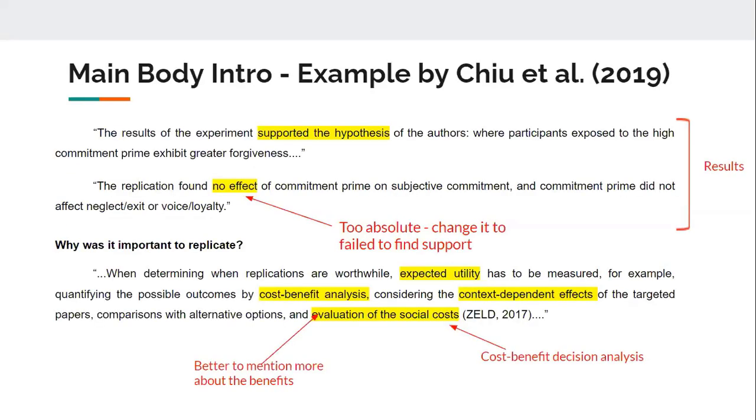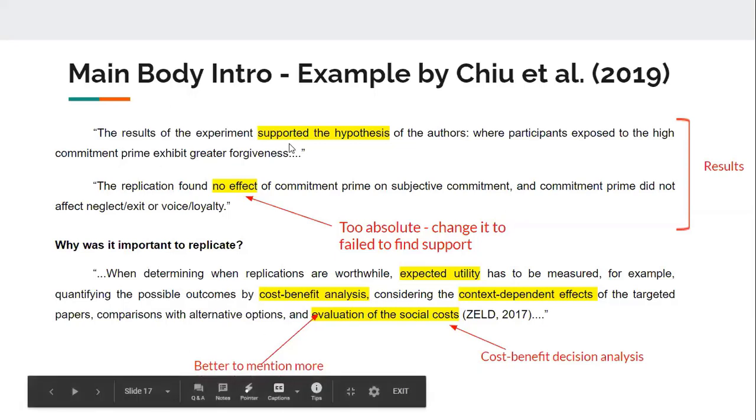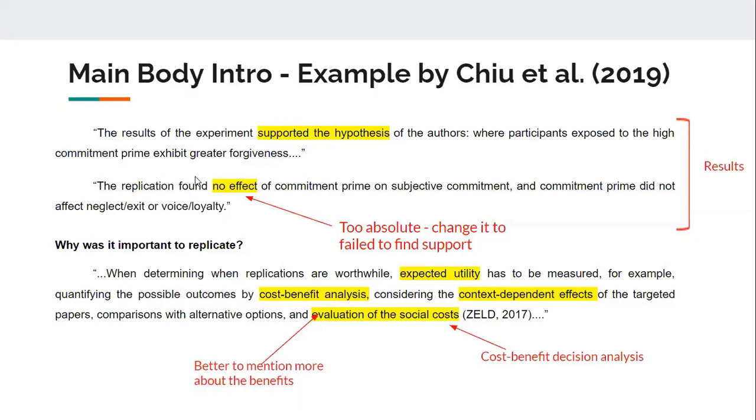Now, the students discuss the results of the original article, and the results of the replication. This is fine. So the original article found a result that supported the hypothesis, but the replication found no effect. This is what the student said.